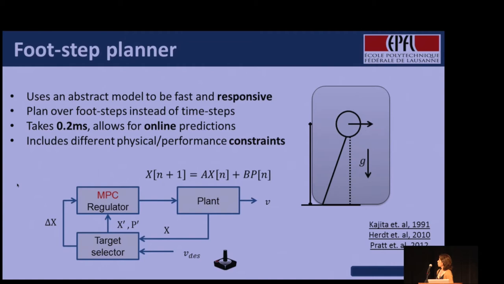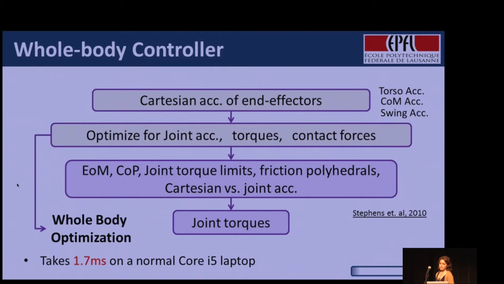For the whole body controller, we use a QP formulation that could optimize for joint torques, joint acceleration and contact forces, and it is subject to different physical and performance constraints, for instance, equation of motion, center of pressure, joint torque limits, friction cones, etc. By using highly efficient solvers and also by handling the matrix sparsity, we could make it work in real time. For instance, on a normal Core i5 laptop, we can get the result in 1.7 millisecond.